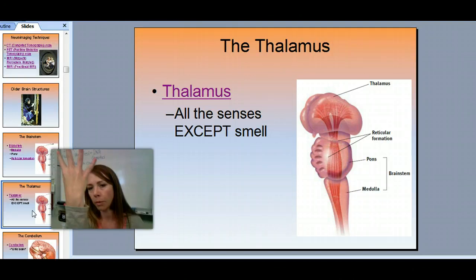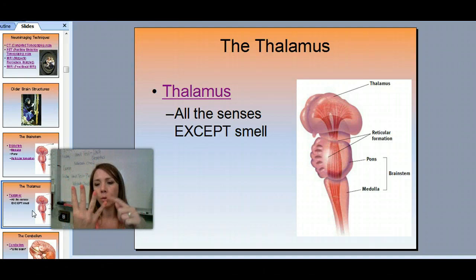So we talked about thalamus, right? And my thalamus is my senses, everything but smell. So sight, touch, hearing. What am I missing? Taste? Oh, all my senses except smell, they go through here, right? Whew, my thalamus. It's just a relay station. It says, where should I send this in that part of the brain?